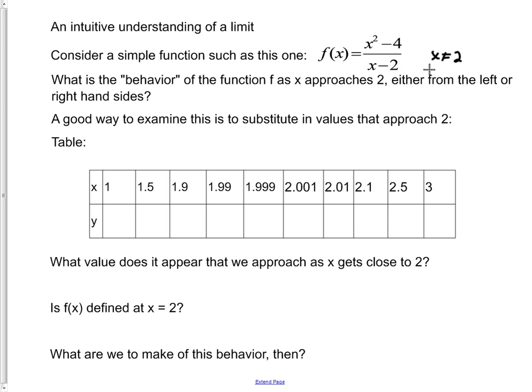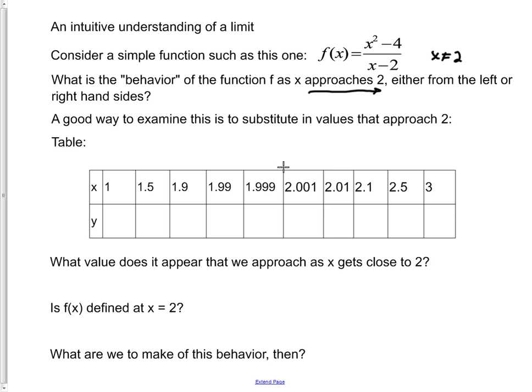Well, undefined is sort of the wrong word. We have 0 over 0, but what would the value be? Well, we might not be able to find the value at x equals 2, but we could find out what happens as x approaches 2. In other words, how does this function behave? A good way to get an idea of how this function behaves is just to substitute in numbers that get closer and closer to 2.